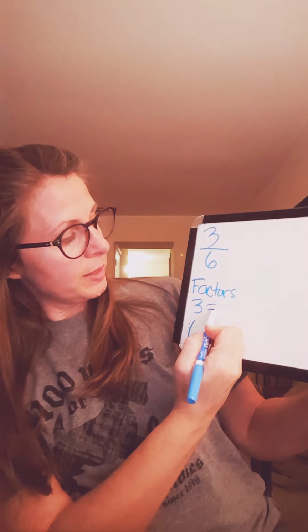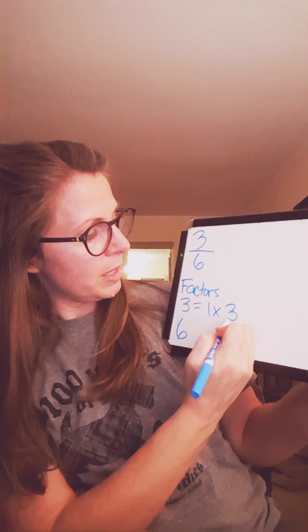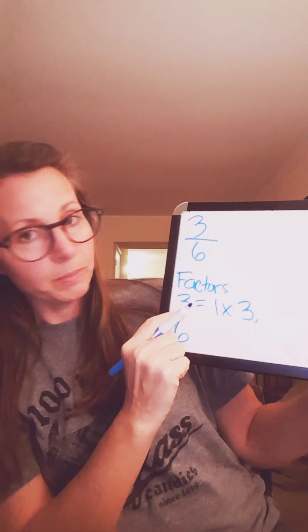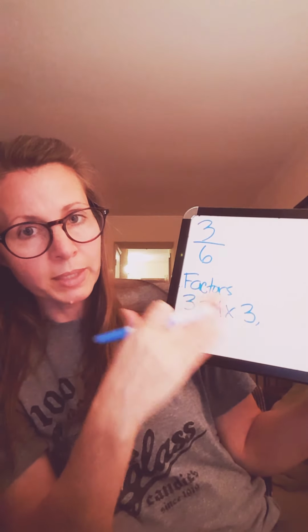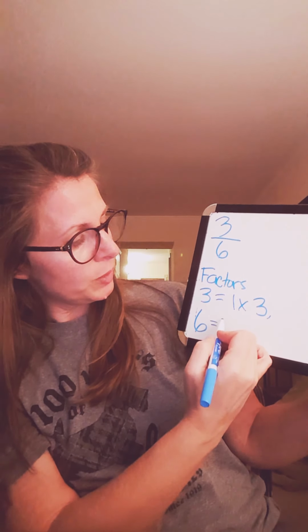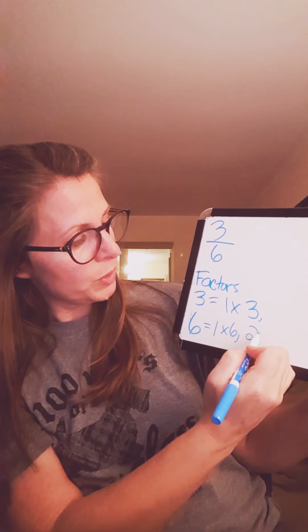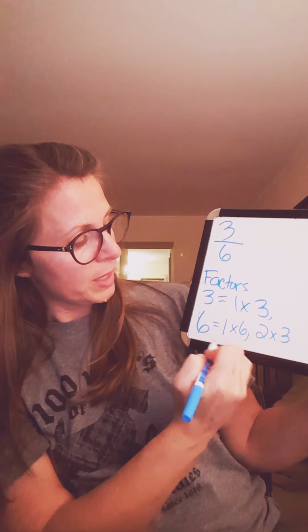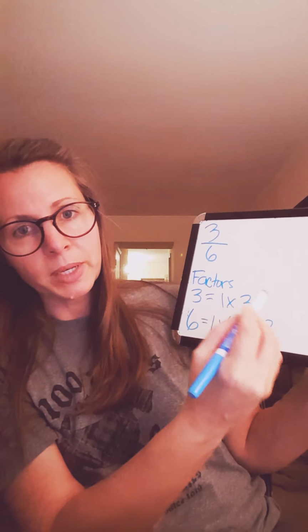Starting with 1, because I don't like to skip anything. 1 times 3 equals 3. And we can stop there, because 2 times nothing is 3. 1 times 3 is the highest we can go. All right, what about 6? Let's do 1 times 6. Okay, great. We can do 2 times 3 equals 6. Can we do 3? Yeah, we can do 3 times 2.